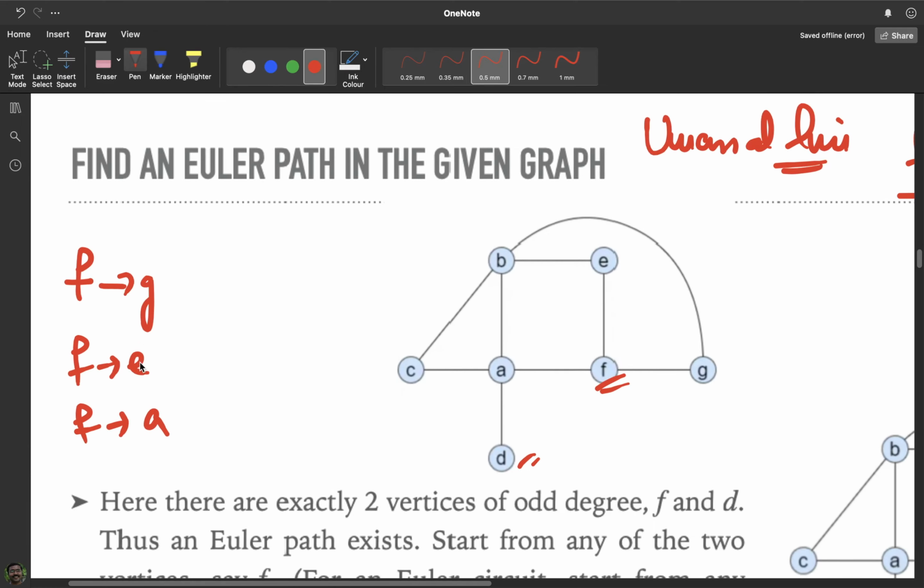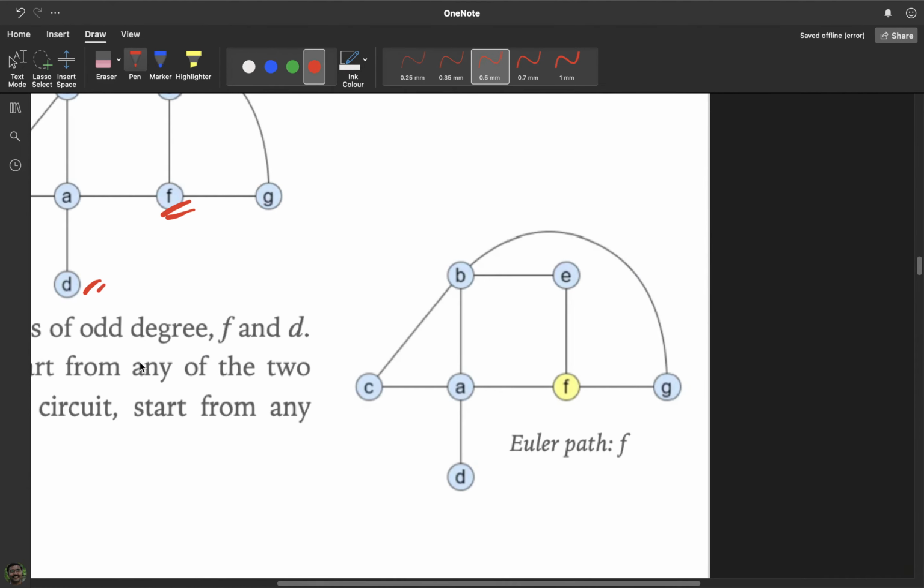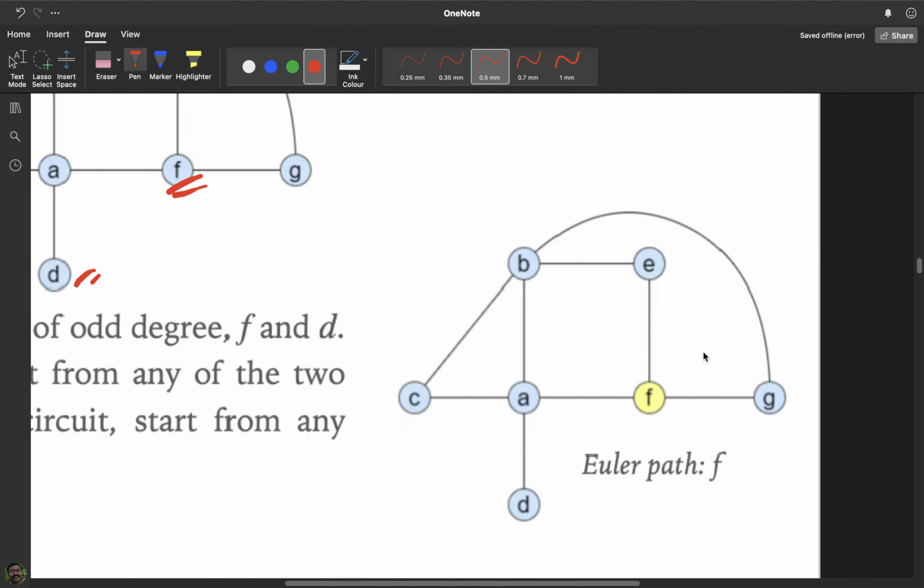So now I am at F, and from F I have three possibilities. I can go to G, or to E, or to A, and you can see that none of these edges are bridges. So it is your choice. Suppose I am taking A. So in the first step my Euler path was at F. In the second step it is at FA. So I have chosen this edge.